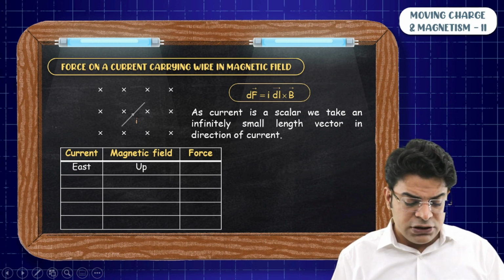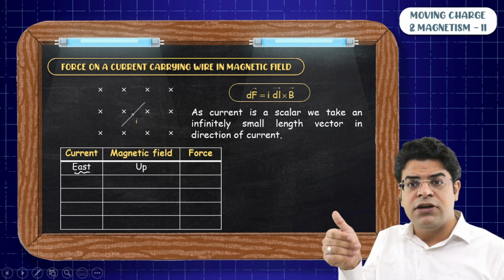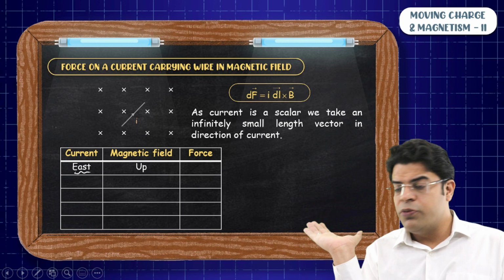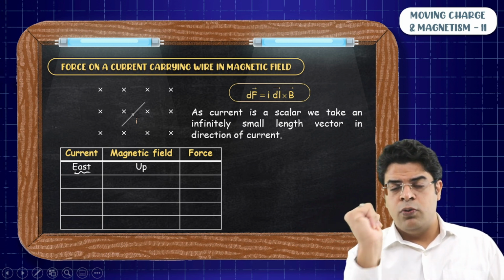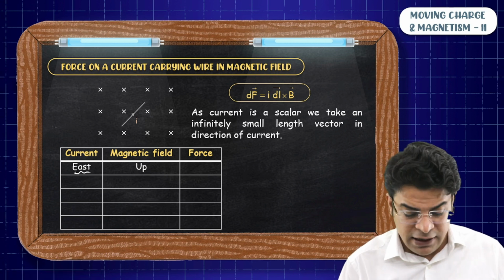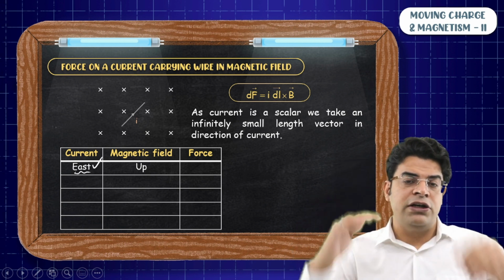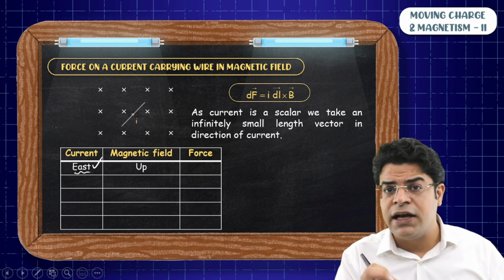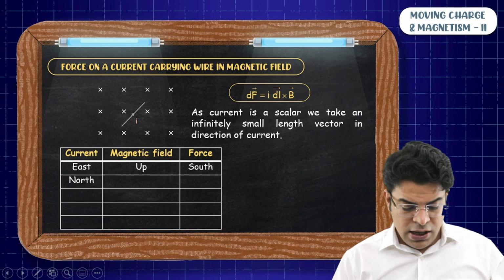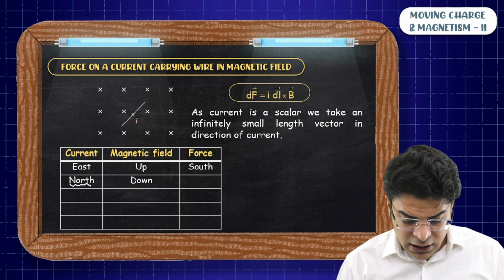So since the current is towards east, align the fingers of right hand in direction of east and then make it curl upwards. This is curling towards north. This is curling down. We need to curl it upwards. So this is curling upwards. When I curl it upwards, the thumb points towards me, that is coming out of the screen, and this direction is south. So you will say if a current carrying wire has got current towards east in a region of space where the magnetic field is upwards, then the direction of magnetic force acting on this current carrying wire has to be towards south. Next, if you have got, let's say, current towards north and the magnetic field is downward.